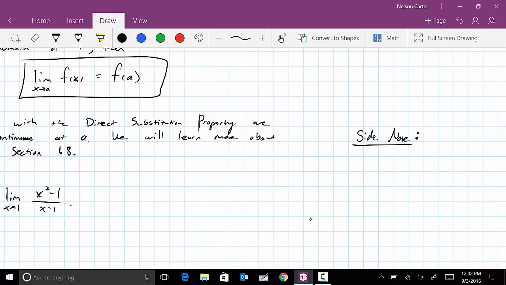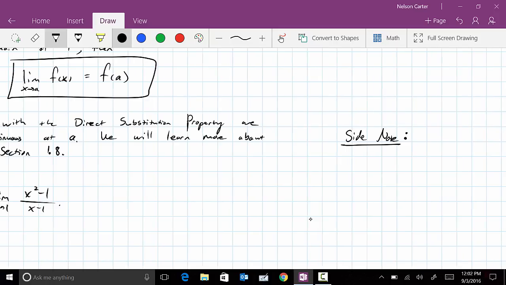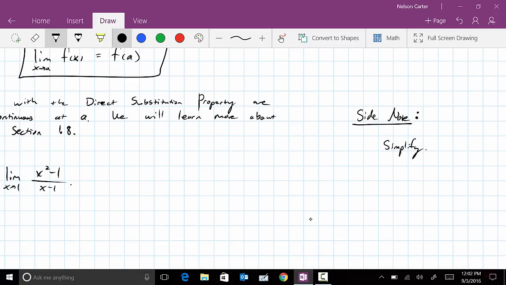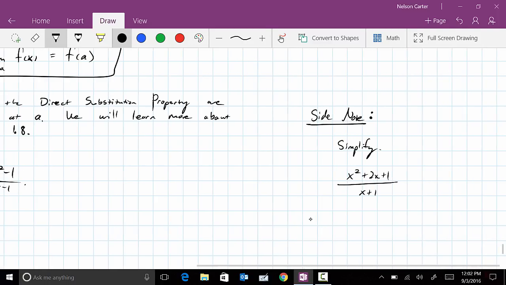Okay. So in the past, you may have seen exercises in an algebra class where you're asked to simplify a rational expression, maybe something like x squared plus 2x plus 1 all divided by x plus 1. And you're asked to simplify.